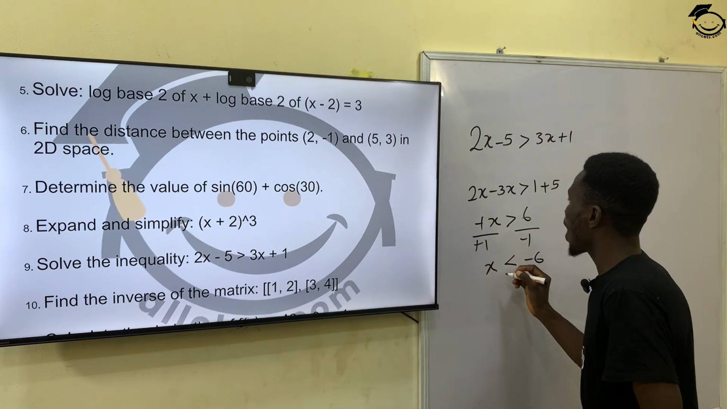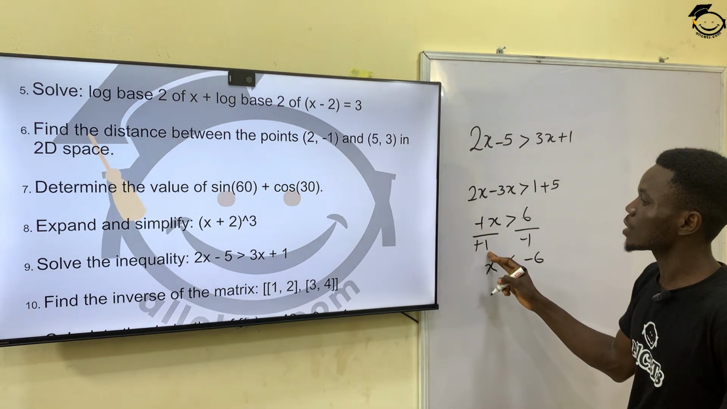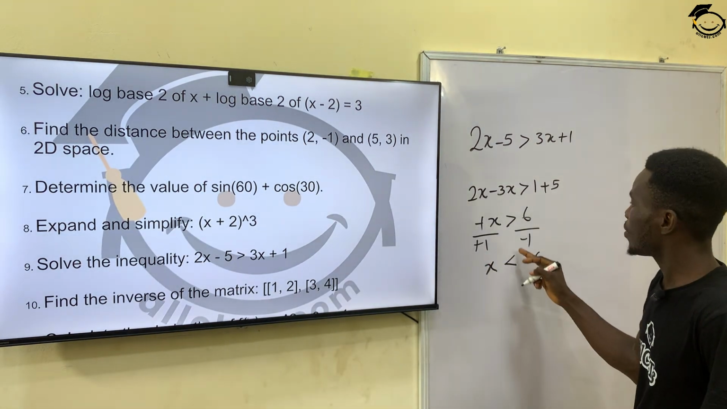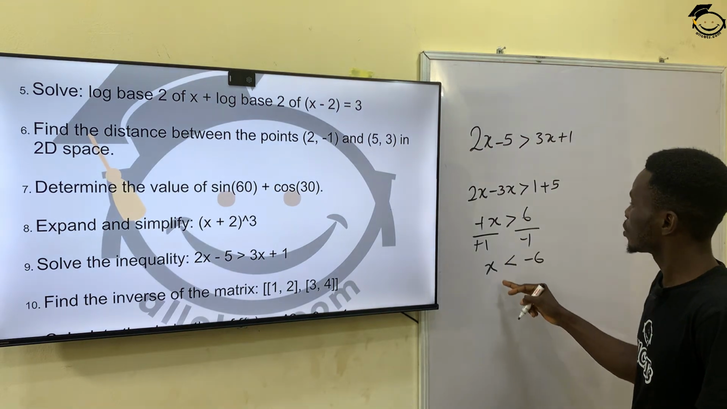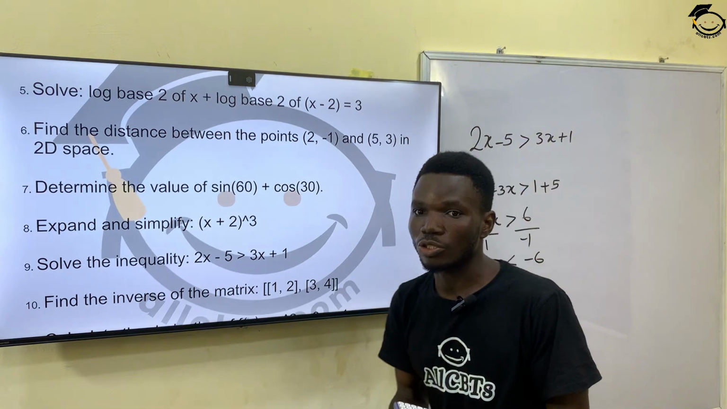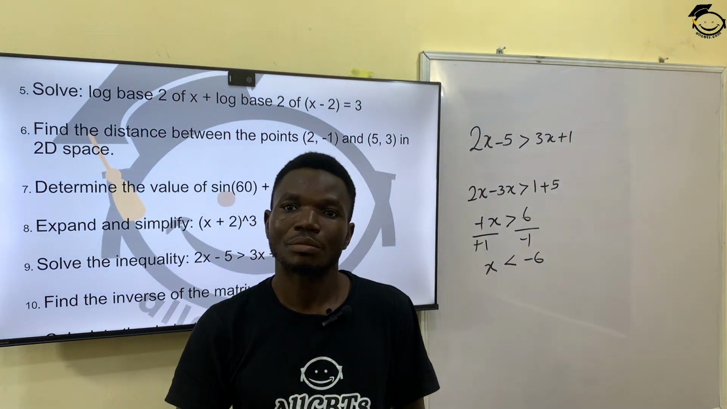minus 6. Why is it less than? Anytime you divide by a negative sign in inequalities, the inequality sign changes to the opposite direction of the original inequality sign. So my x is now what? Less than minus 6. So the correct answer to this question is x less than minus 6.